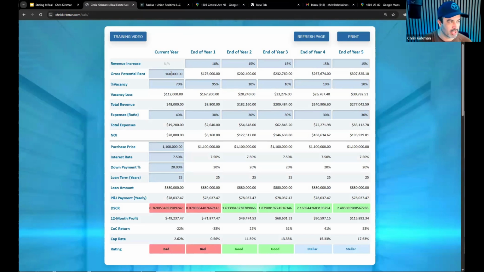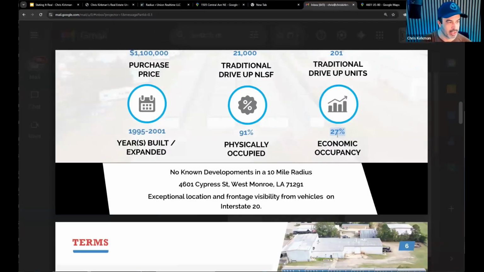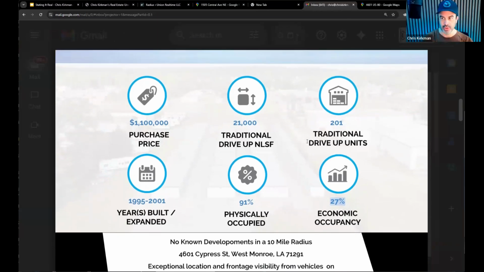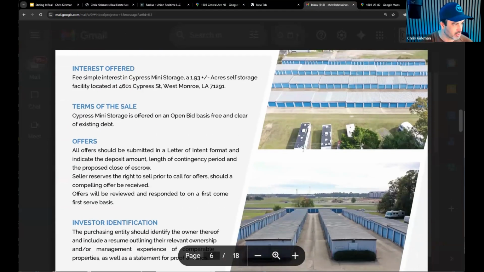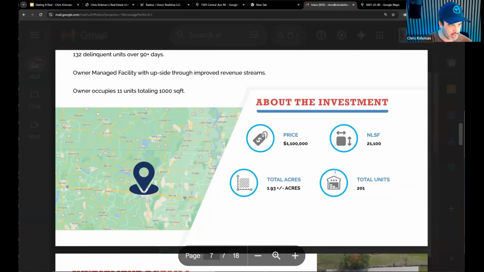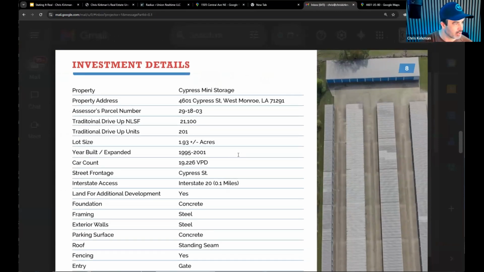And the gross potential is not necessarily how much it's pulling in now, with the very, very low 27% of people paying. We're going to try to figure out what the potential is if everybody's actually paying. So let's take a look at this. Usually they'll give you that information. Price, acres, okay, total units 201, decent size. All right, let's take a look at this here.